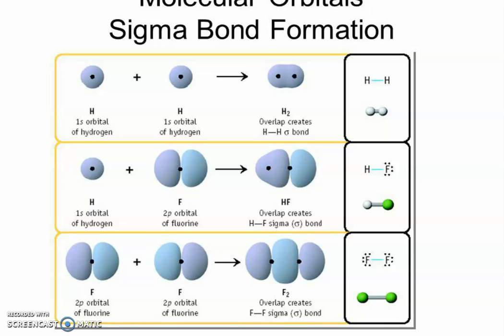The 1s orbital of one hydrogen and the 1s orbital of another hydrogen form a sigma bond through overlap, creating the H-H sigma bond. You can see in this picture. The 1s orbital of hydrogen and the 2p orbital of fluorine make a sigma bond, forming HF. Here the overlap creates the HF sigma bond. Now the 2p orbital of fluorine and the 2p orbital of another fluorine combine, and the overlap creates the F-F sigma bond.